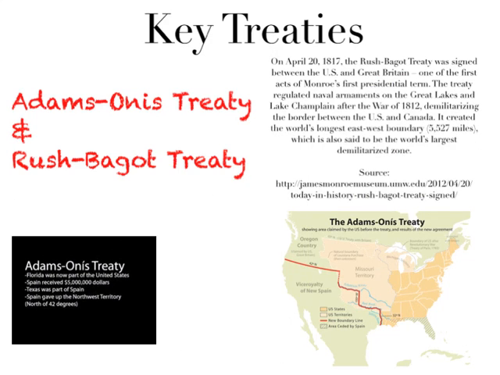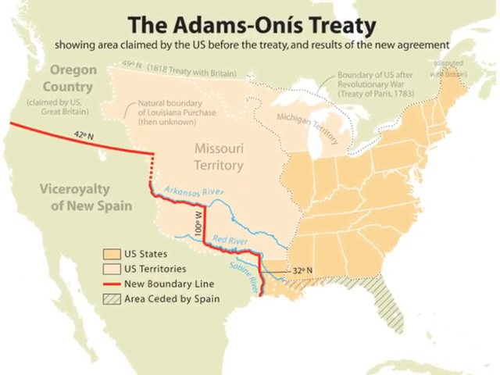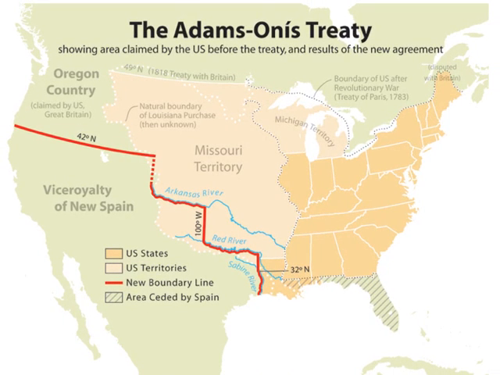Let me shrink this one down and increase the size of this map over here, because this will give you a nice visual of what this treaty did. So you can see that this shows the area that was claimed by the U.S. before the treaty and then the results of the new agreement.